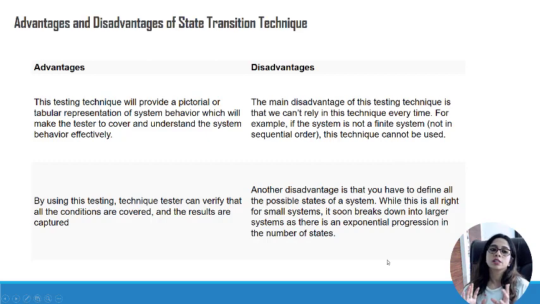Also this technique is helpful only in the case of smaller projects. If it is a huge scenario and it just goes on and on, the events will keep growing and it will be very difficult to maintain the diagram or the table. So we have to make sure that the system we are testing is small, so that it does not grow exponentially and become impossible to draw. So these are the disadvantages and advantages of state transition.